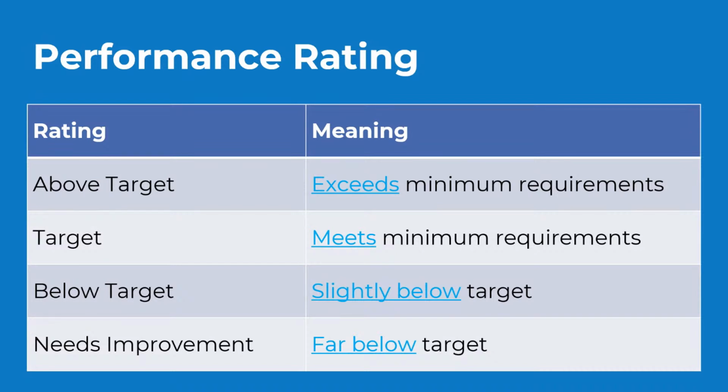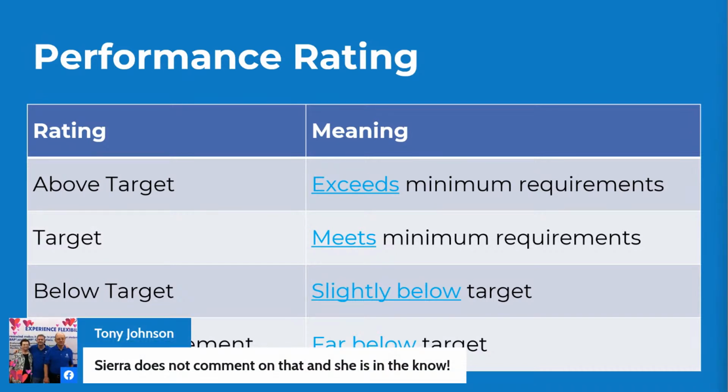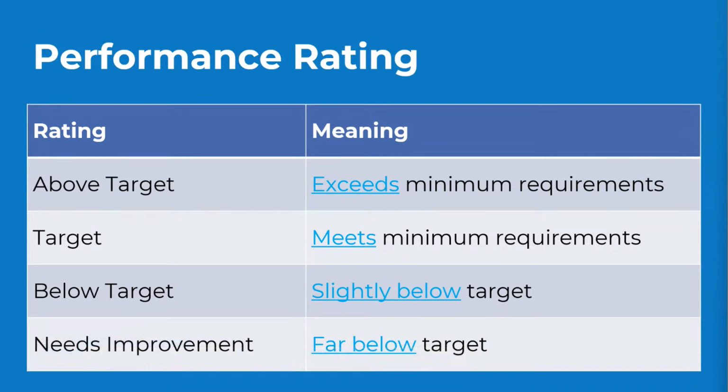Right. And Tony also commented again here regarding the exam passing score. She says, Sierra, that's Sierra Hampton Simmons from PMI. She's in charge of all their exams. She's the top dog there. Does not comment on that. And she is in the know. Yes, nobody from PMI does comment about the exam passing score. Again, has been a policy for many years.